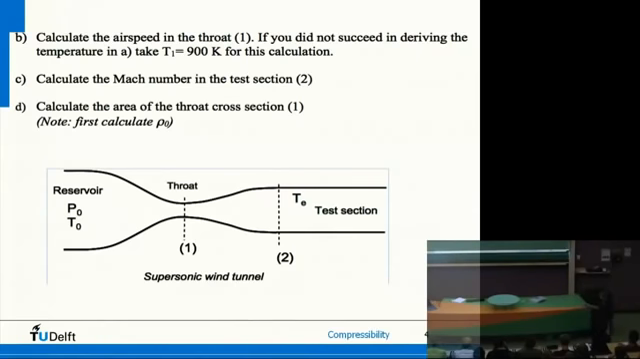If it's supersonic, then at the smallest cross-section, which is called the throat, we will have the Mach number equal to 1. And the Mach number is speed divided by the speed of sound. So here, the flow will exactly have the speed of sound. And that has to do with something we will explain to you next year, in compressible aerodynamics.